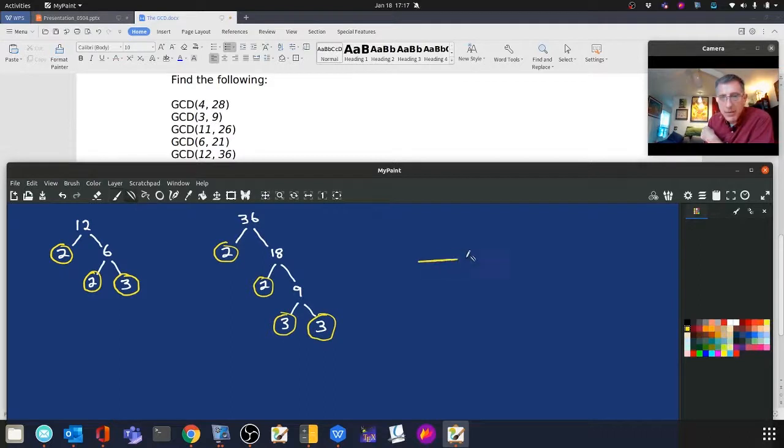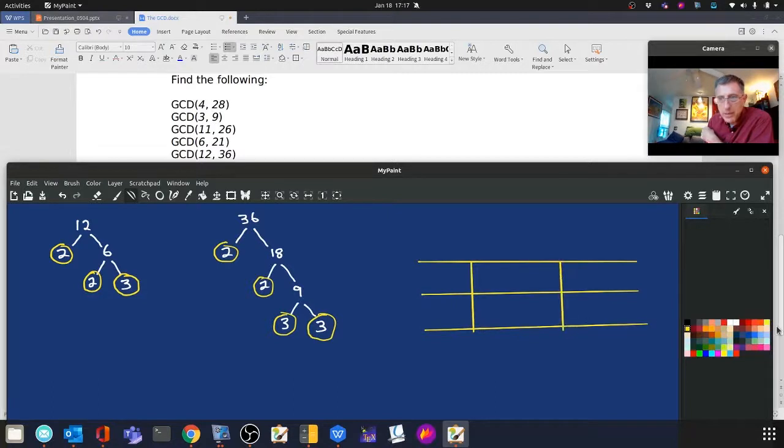So when I make my table, in all of that list there, I only have 2 different prime factors, and they are 2 and 3. It doesn't make any difference at this point that we have more than one of each. I just want different prime factors. Then I put 12 here and 36 here.